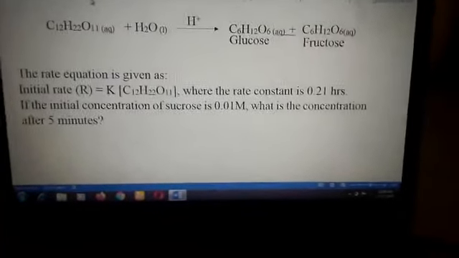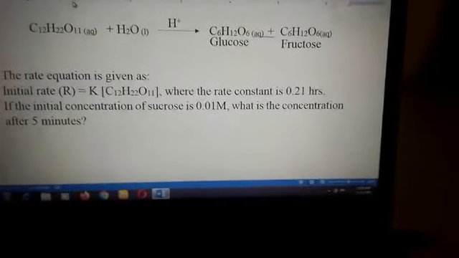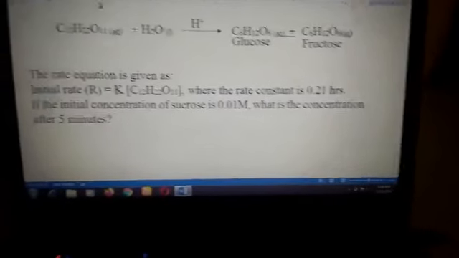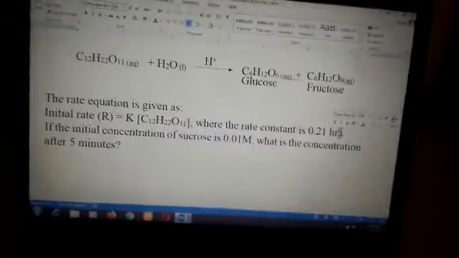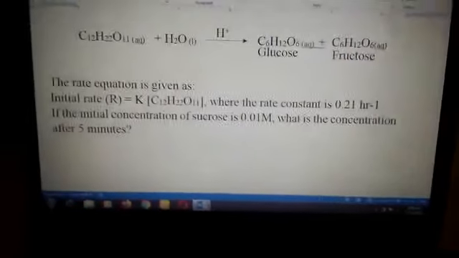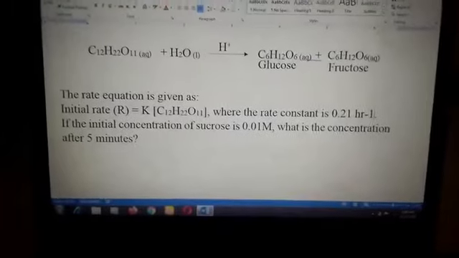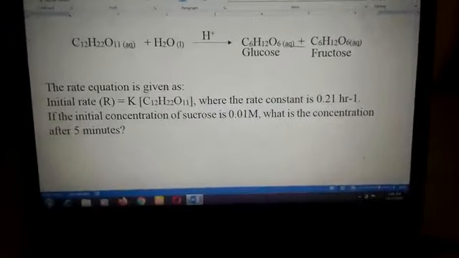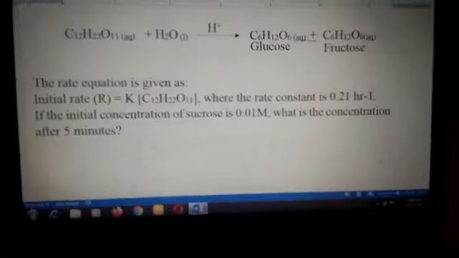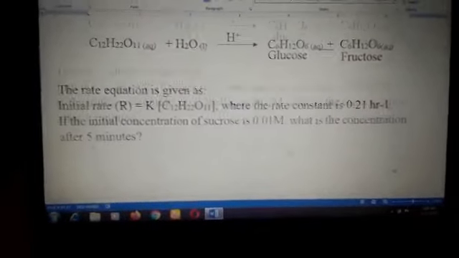So we now say where the rate constant is 0.21 per hour. So our K is 0.21 per hour. That should be per hour, not hours, so we can make the correction. So 0.21 per hour. Okay. We are now asked, if the initial concentration of sucrose is 0.01 mole per dm³, that means the concentration of sucrose at time 0, before the reaction commenced, is 0.01 mole per dm³. They ask what the concentration of sucrose is after 5 minutes.